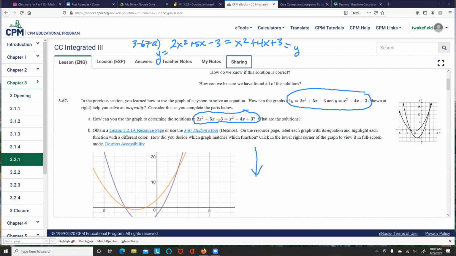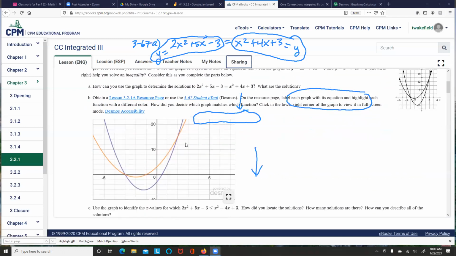Since we're finding where these are equal, if we wanted to use a graph, we'd have to put y equals this and y equals that in Desmos. We're going to split it up. It's one equation right here, but this is one parabola and this is another parabola. To get the two parabolas to graph, we put y equals the left side and y equals the right side to get two separate graphs. So I'm going to click on the Desmos. They've done it right here.